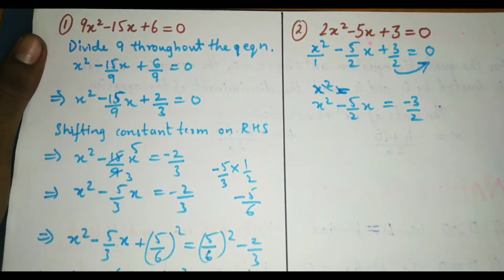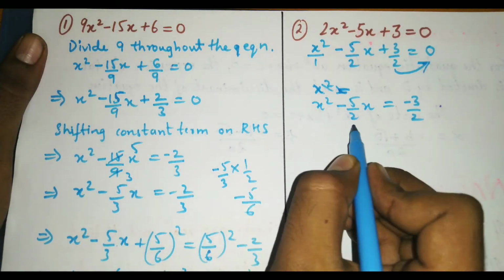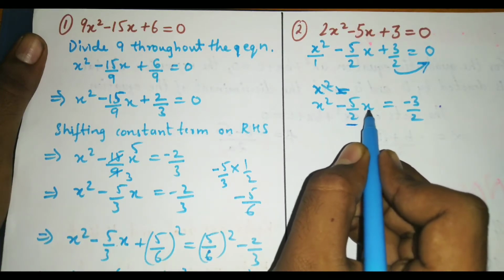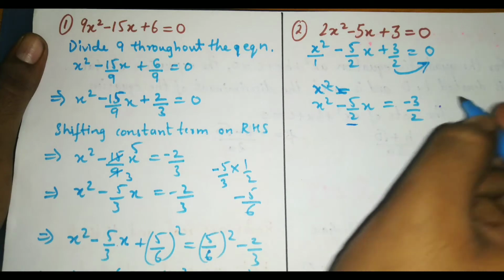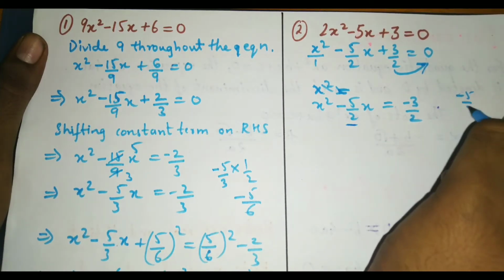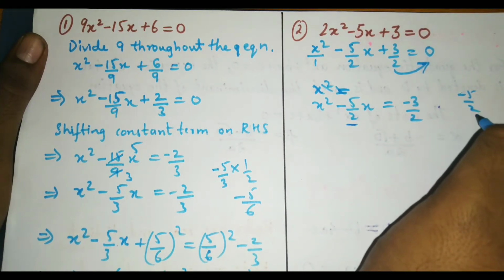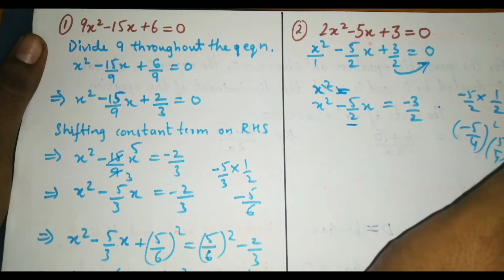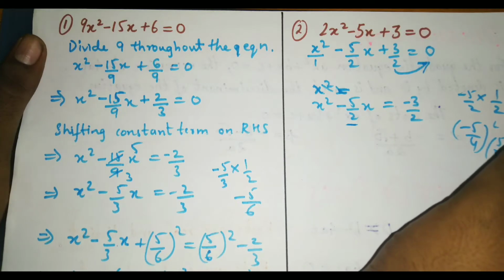Now what do you have to do? You have to add the square of half of the coefficient of x. Note, it is the coefficient of x, not x square. The coefficient of x is minus 5 by 2. When you multiply it with 1 by 2, half of this, you will get minus 5 by 4. When you square it, you will get 5 by 4 only, so 5 by 4 whole square you have to do.